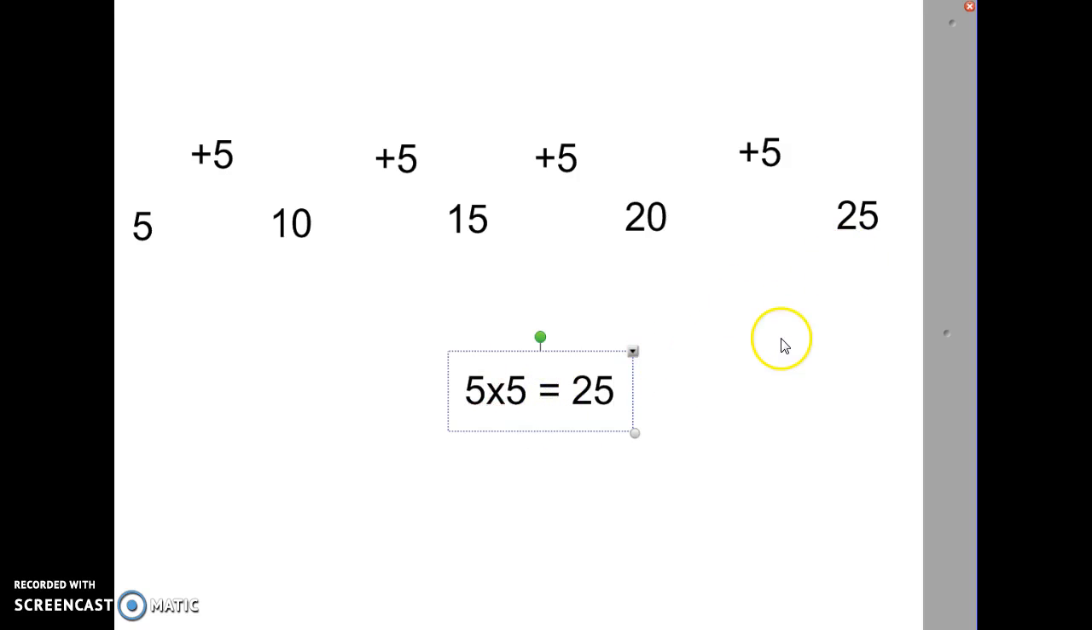It's 25. All right, so we're going to work more on that tomorrow with some different numbers, some a little bit harder numbers, but it's going to be this exact same strategy, the same pattern to figure out multiples of each number that we are given.